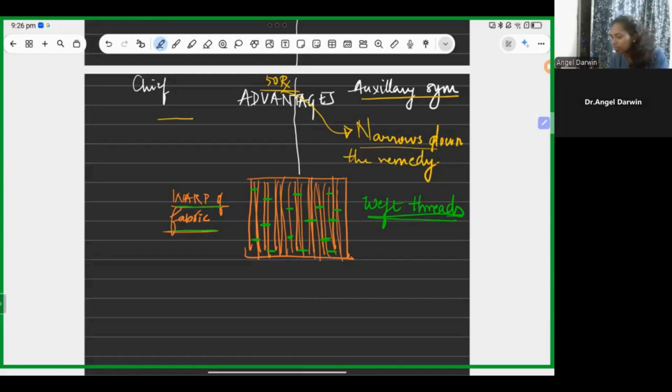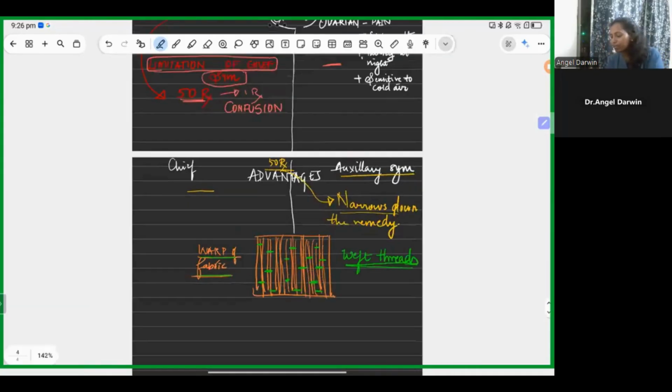So what is the advantage that we saw? Chief symptom created confusion. Auxiliary symptom narrowed down the remedy.